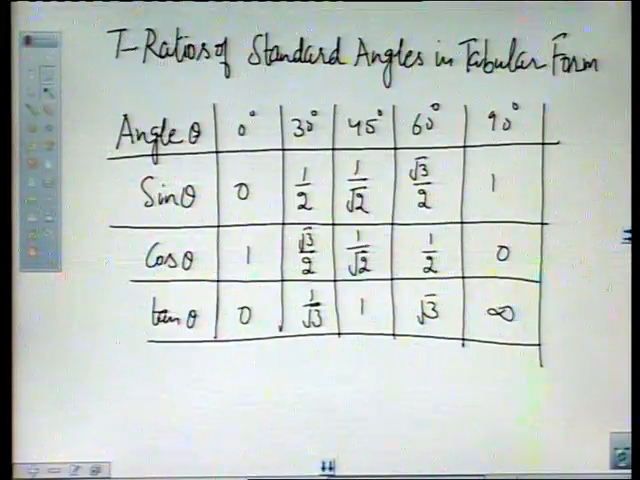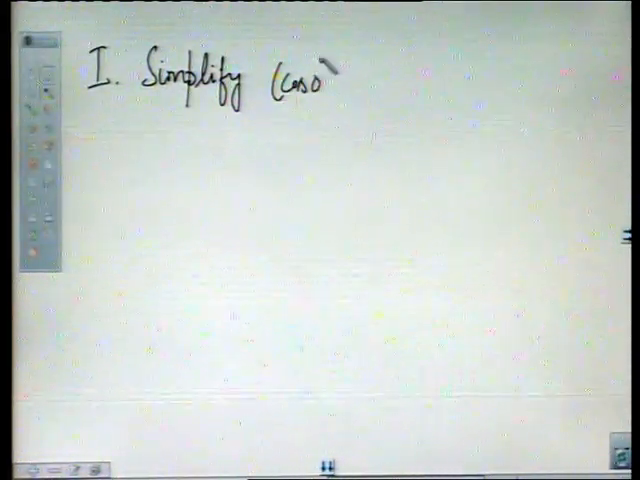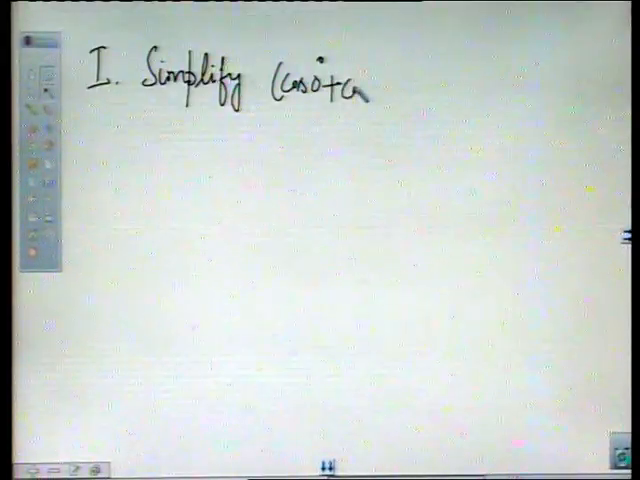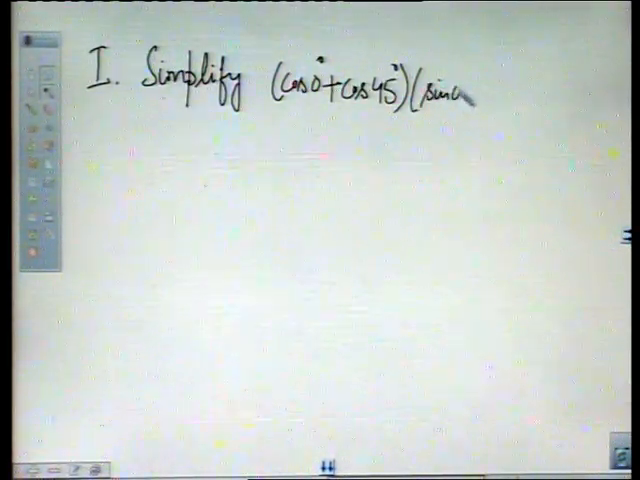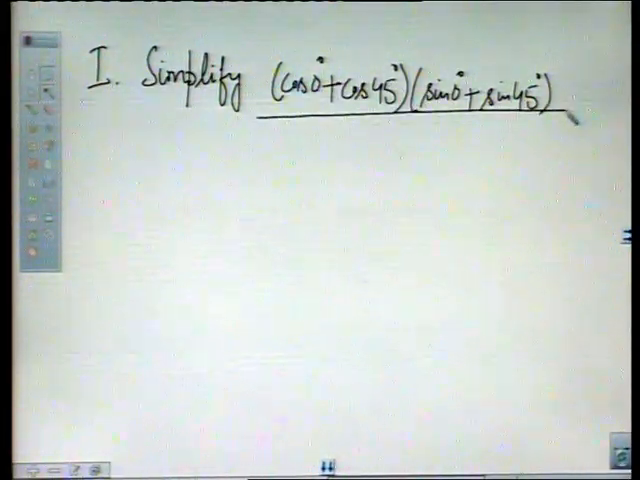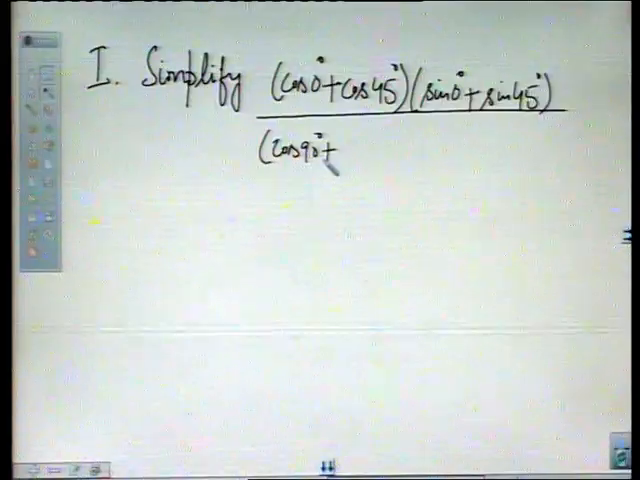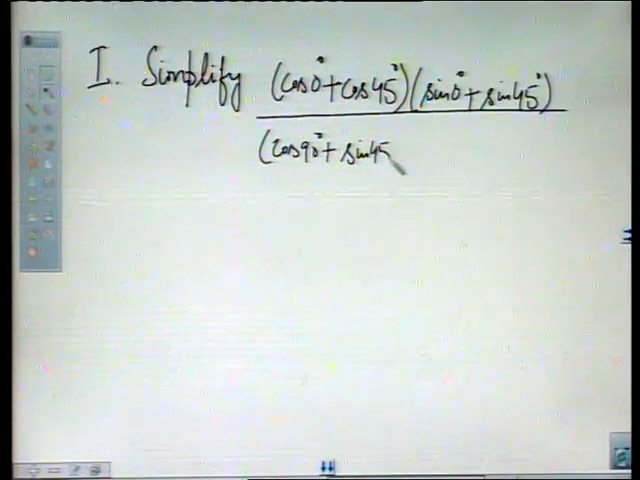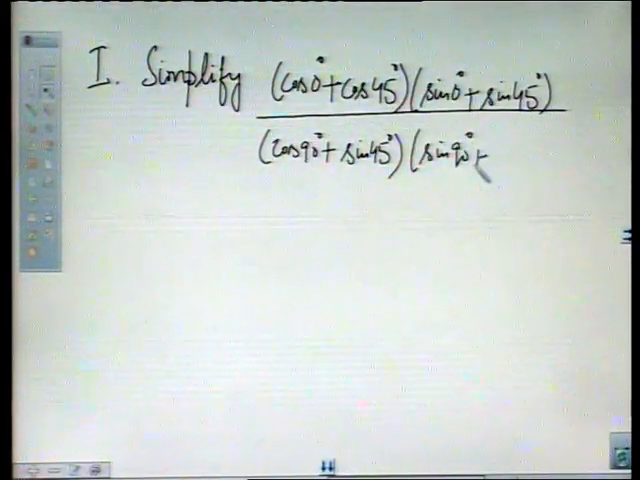Now let us do first question. Write down the statement. Question is simplify: cos 0 degree plus cos 45 into sin 0 plus sin 45 degree, over cos 90 plus sin 45, then sin 90 plus cos 45 degree.